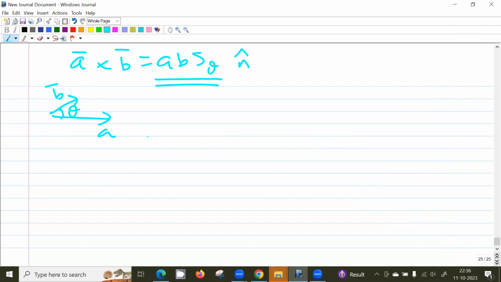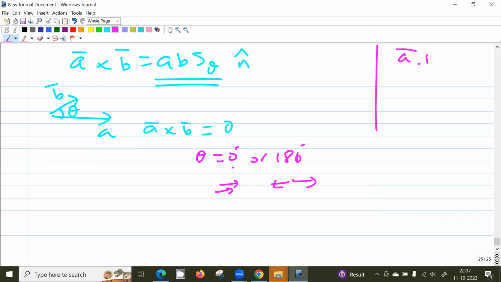From this I can figure out that A cross B will be 0 whenever theta is 0 degrees or 180 degrees, two possibilities, because sine 0 is 0 and sine 180 is also 0. So these are parallel vectors, where A and B are in the same direction, or anti-parallel vectors, where one vector goes like this and the other like this. In both cases, the cross product will be 0.